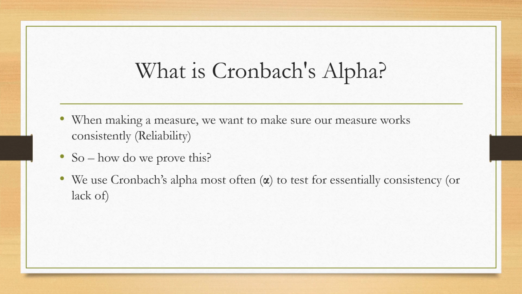But how do we actually prove this? When we're doing the statistics to prove this, we use Cronbach's alpha. It'll usually have that alpha symbol, to test for essentially if there is consistent response happening or a lack of consistent response, which tells us something is up and we need to deal with it.